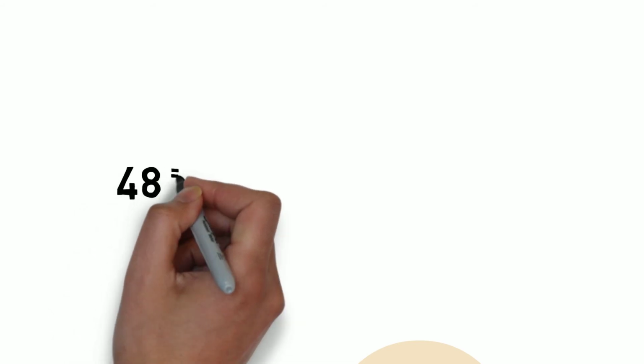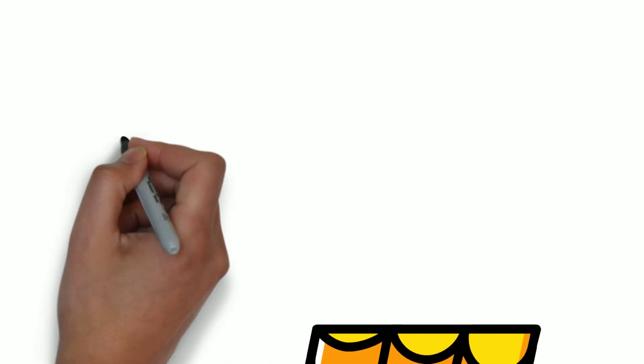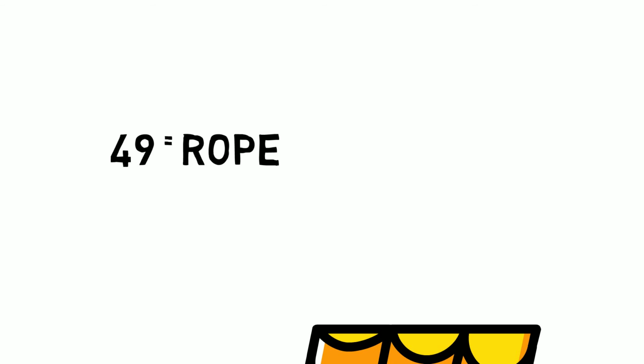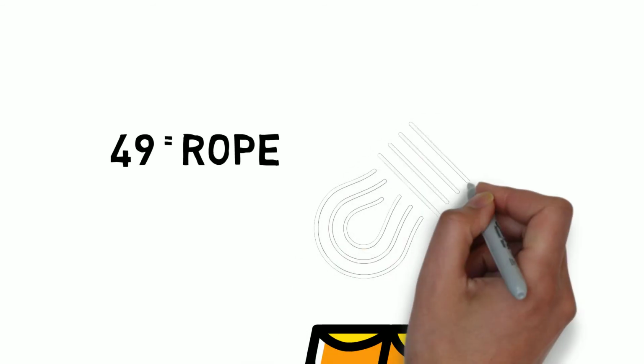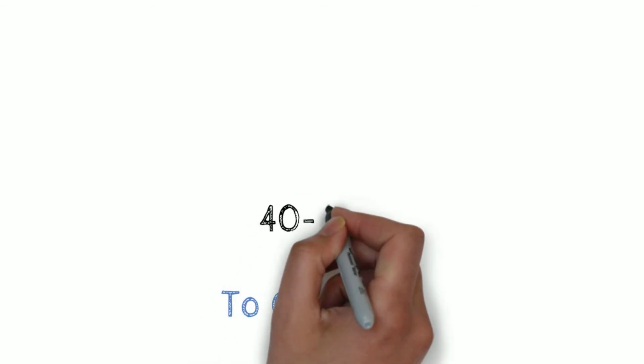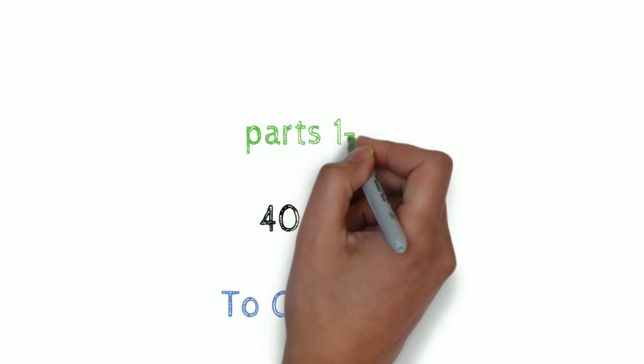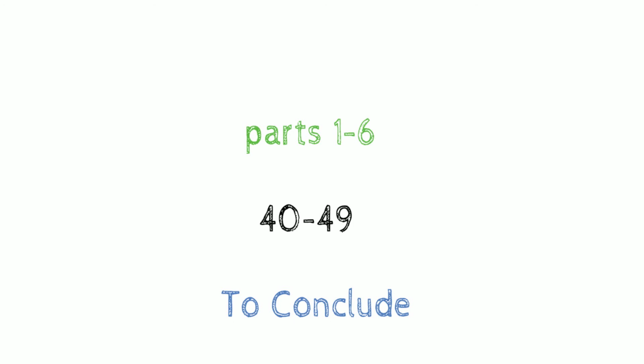Roof is the word I often use for 48. I imagine walking across the roof of a tall building. And finally, for 49, I use the word rope to associate it to the number. I visualize a thick rope for number 49. To conclude, that's how you come up with PEG words for numbers 40 to 49. But if you're still here and you're watching this video for the first time, I highly suggest that you watch parts 1 to 6 to get a better understanding of the PEG and major methods of memory.